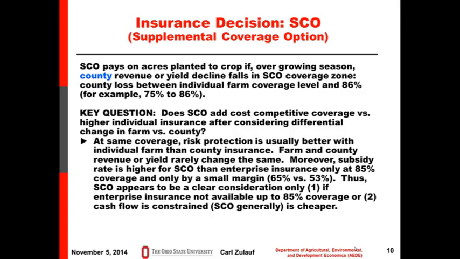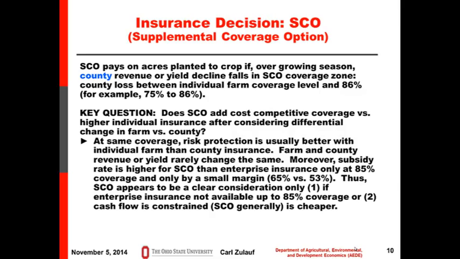It is important to underscore and to understand that SCO is a county either revenue or yield product, depending on what your underlying individual product is that you must purchase. I will talk now just about revenue, but understand that it could be yield. Okay, so you've got this product that is a county product. It is not an individual farm product.